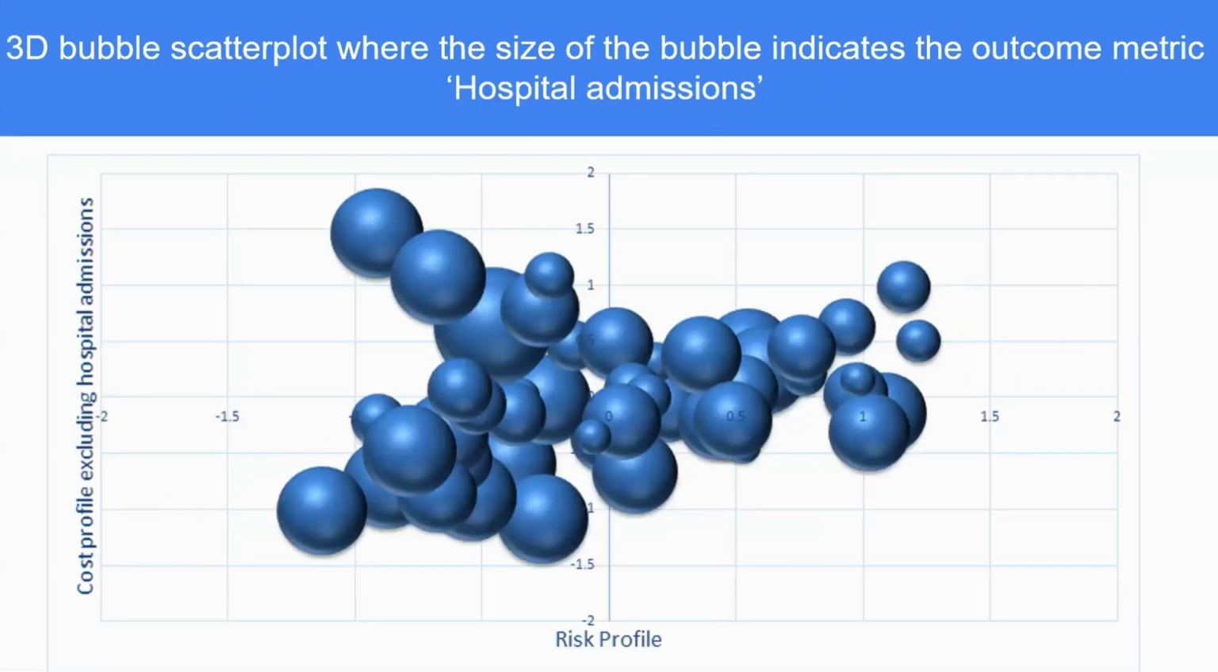In the 3D bubble scatter plot, we have the x-axis depicting the risk profile and the y-axis depicting the cost profile. The size of the bubble of each GP indicates their hospital admissions per capita, providing us with a third variable to analyze in the same scatter plot. This provides a holistic view of cost effectiveness, allowing us to see how risk, cost, and outcomes interact. Larger bubbles indicate higher hospital admissions, highlighting areas where outpatient care might be failing to prevent more costly inpatient care.